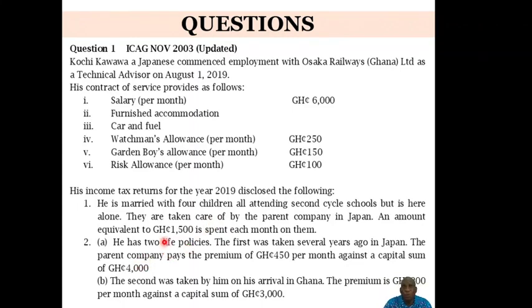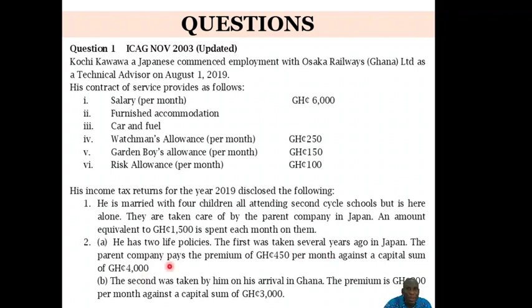Then number 2, so he has 2 life policies. The first was taken several years ago. Remember, like I said, life assurance is no more. But let's see whether there's any payment which has been made on behalf of Kochi here. If the employer makes any payment on behalf of Kochi, which is a private payment to Kochi, not for the purpose of the employer, it must be added to Kochi's income and tax.